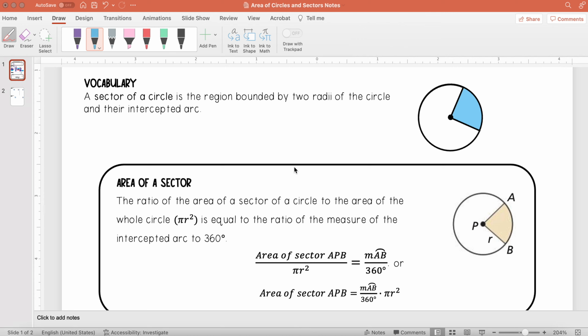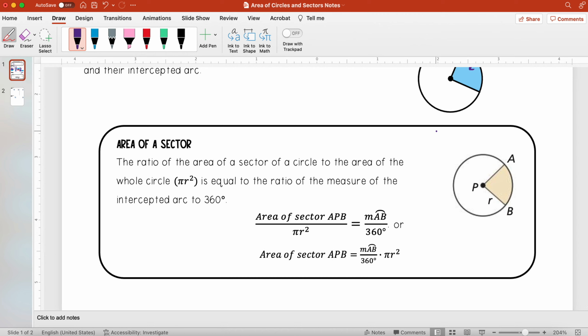In this next video, we're going to be talking about the area of a sector. So first, some vocabulary. A sector of a circle is the region bounded by two radii of the circle and their intercepted arc. So for instance, this shaded region would be a sector. You can think of it like a pizza slice being a sector of that circle.